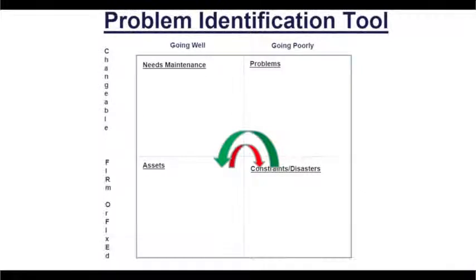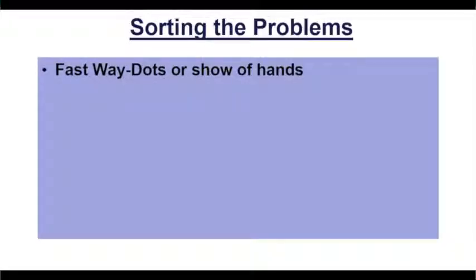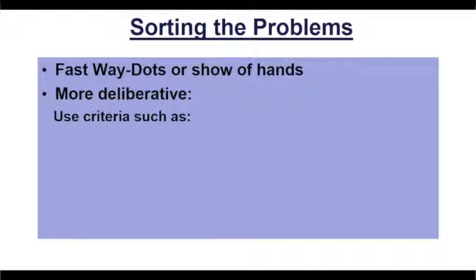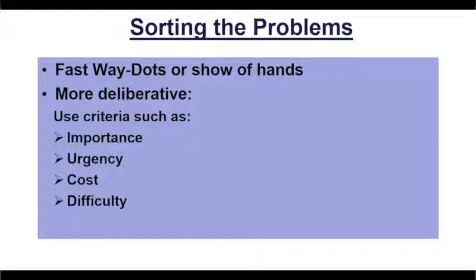So if we go to the next slide, there are a few things that you can do around sorting the problem. There's a fast way to do it, which is to ask people as a show of hands which are the problems that everybody thinks are really important to do something about, or you can do it with dots. You can also do a more deliberative process that uses criteria such as the importance of the problem, the urgency, which is how quickly it needs to be addressed in order to get anything done with it, the cost, or its difficulty. And for this, I use a scoring system.